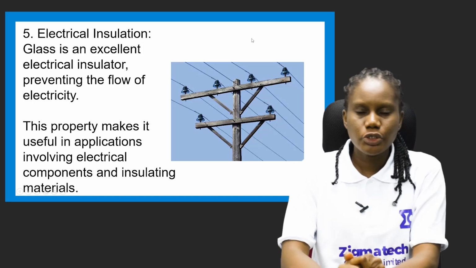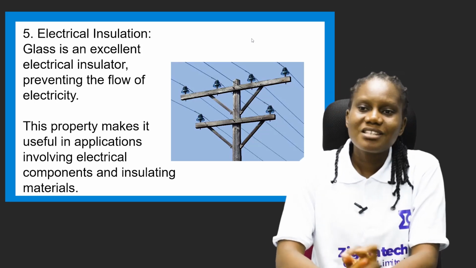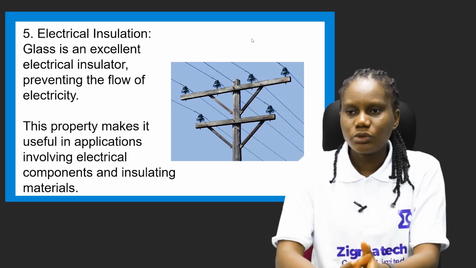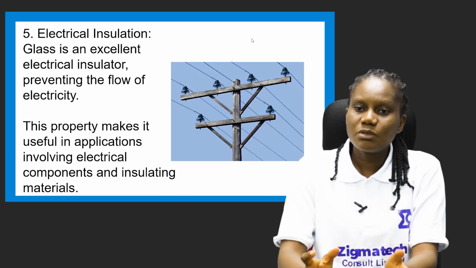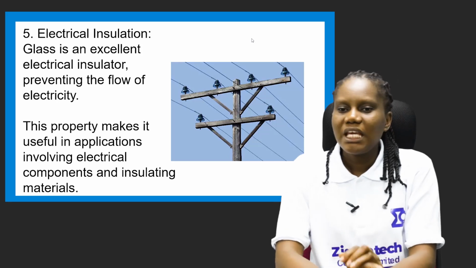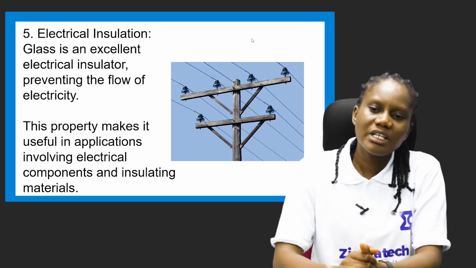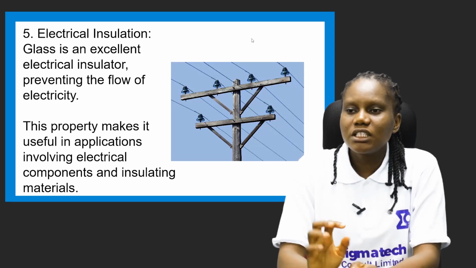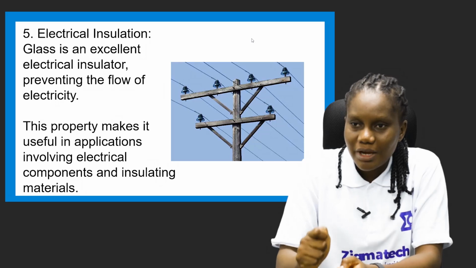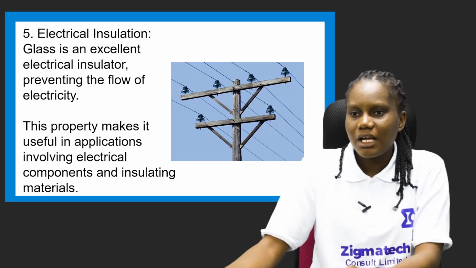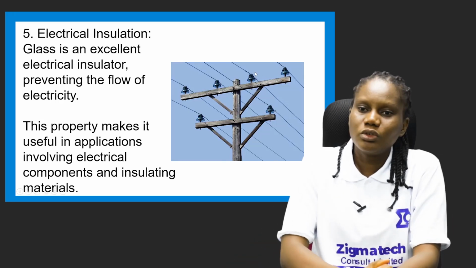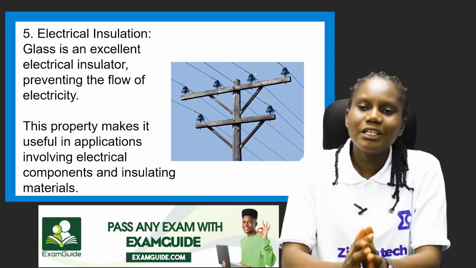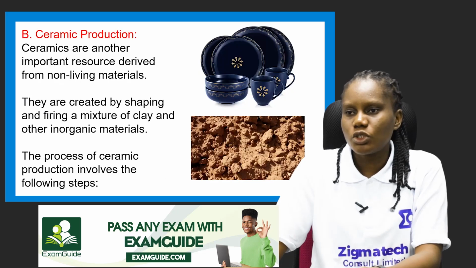Number five is electrical insulation. Glass is an excellent electrical insulator, preventing the flow of electricity. This property makes it useful in applications involving electrical components and insulating materials. As you can see on that pole, the insulating material there is glass. So it is used in insulation. It is a good electrical insulator.